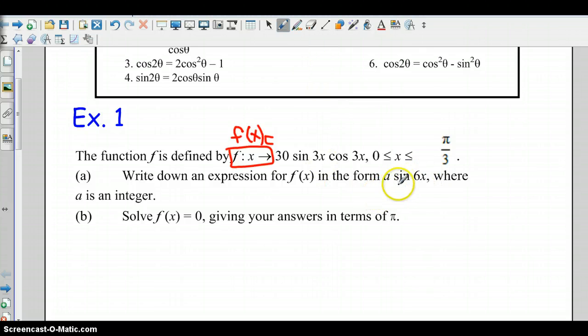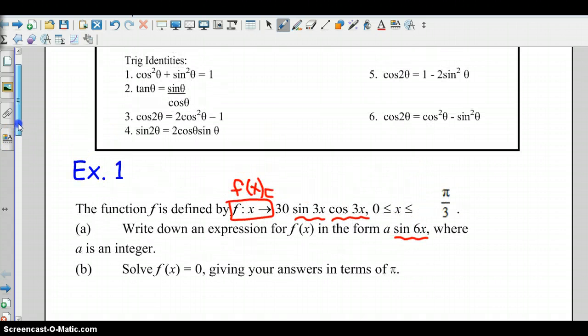I see something with sine and cosine in the original problem. 3, if you double it, makes 6. If I look back up to my trig identities, it seems that I have something that might work right here. Sine of 2 theta is the same as 2 cosine theta sine theta. I think I could maybe make this work here.